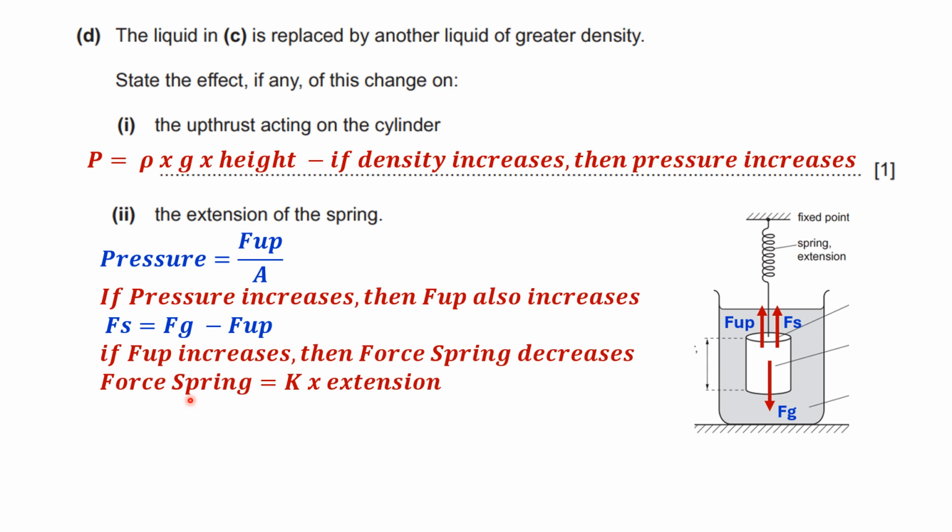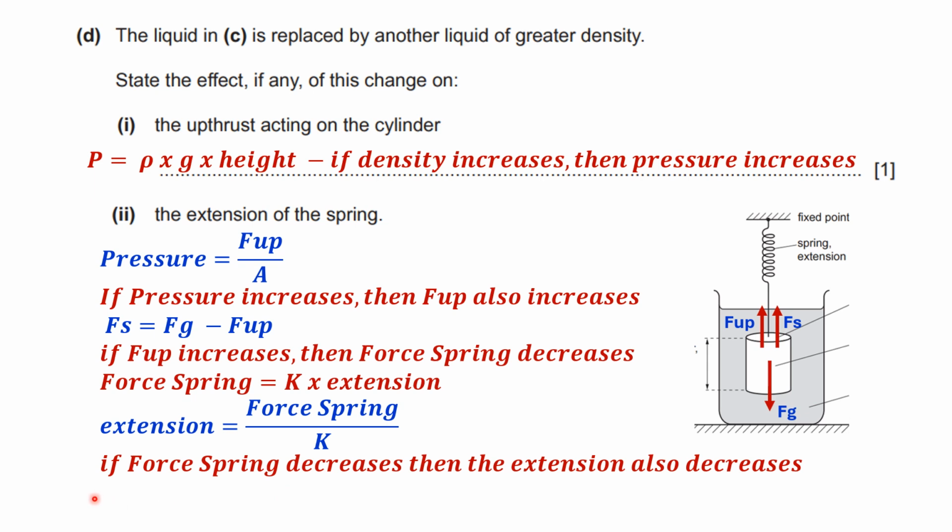To relate the force of the spring with the extension, we bring in Hooke's law. The extension is the force on the spring divided by the spring constant. The spring constant, since it is constant, is not going to affect this. So if the force of the spring decreases, then the extension also decreases.